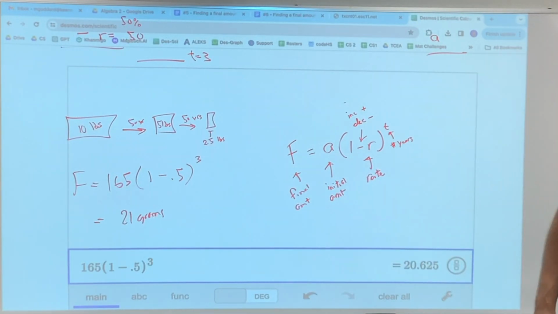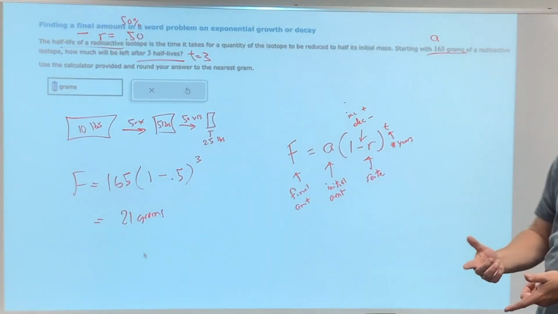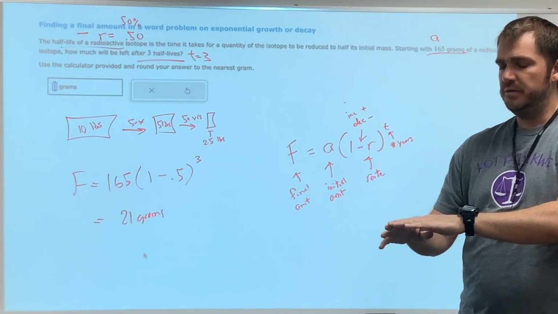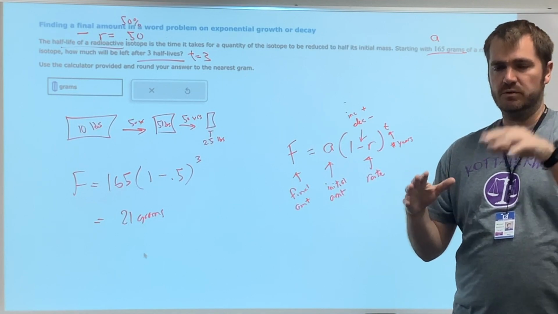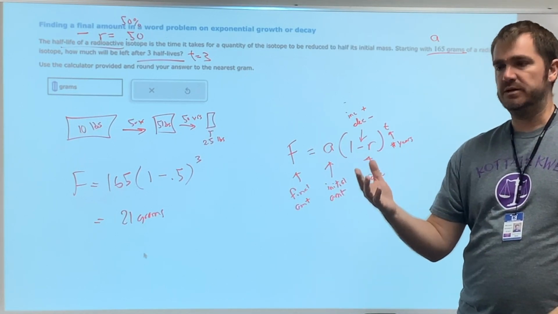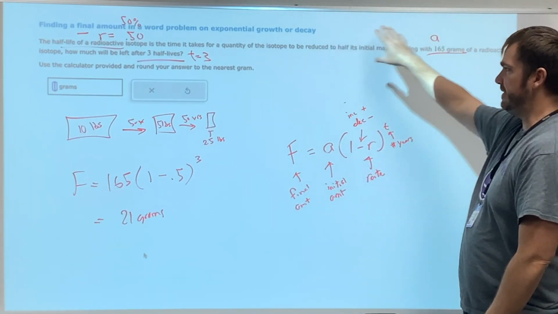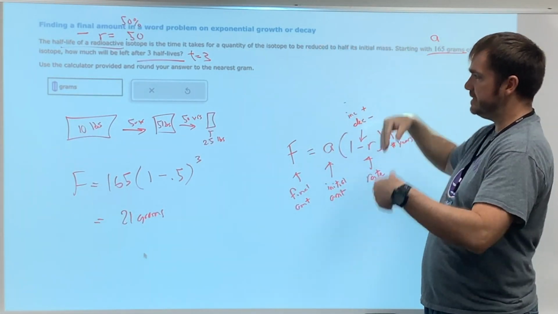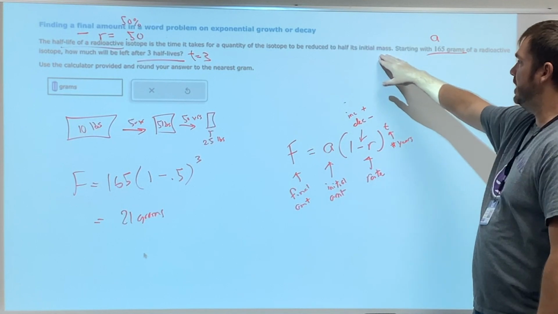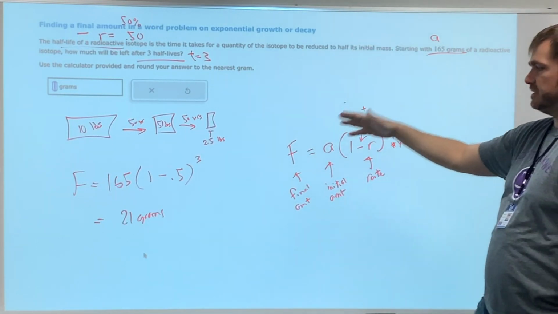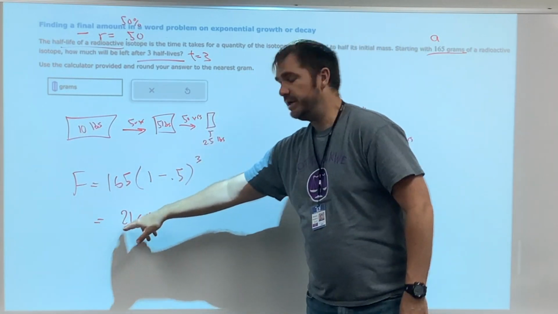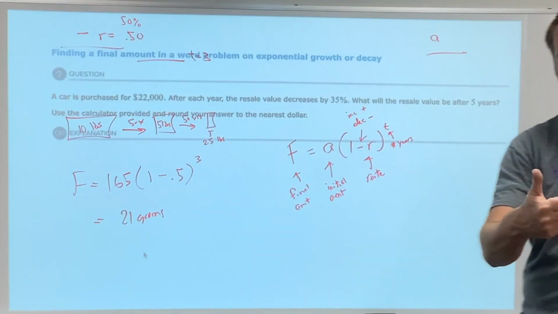Alright, so with all of these problems, my final recommendation would be a reality check to see is the final amount more or less than your initial amount, and then see if that makes sense. In this case, we see that we have some isotope, it's decreasing, and so our final amount should be less than the initial amount, and in fact it is. We started with 165 and we're ending up with 21. Good luck with these problems.